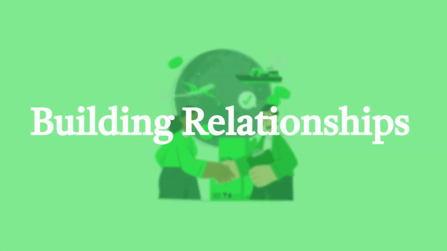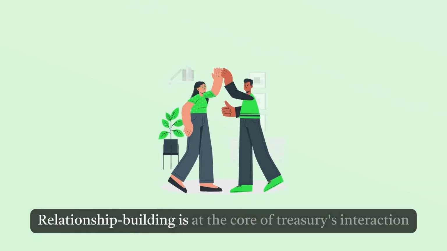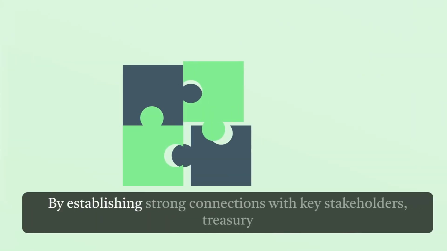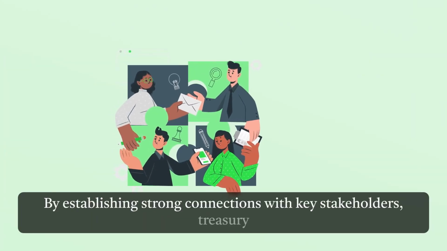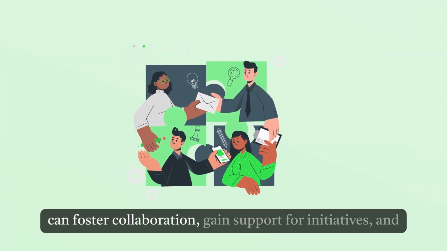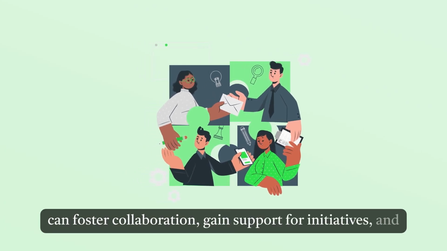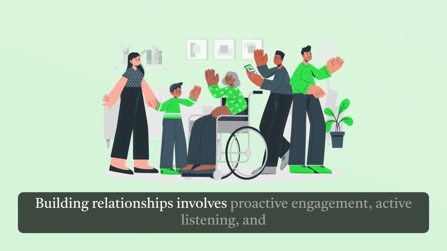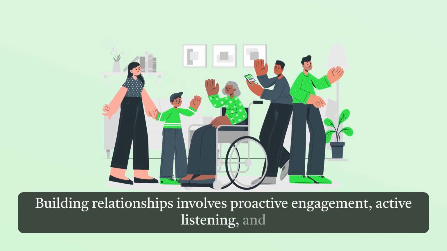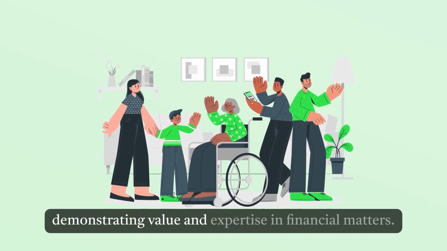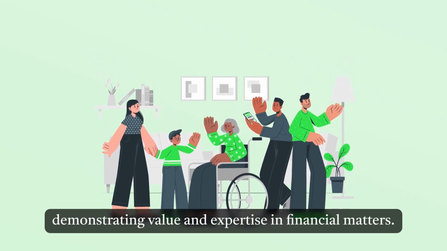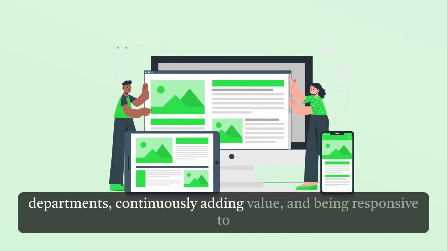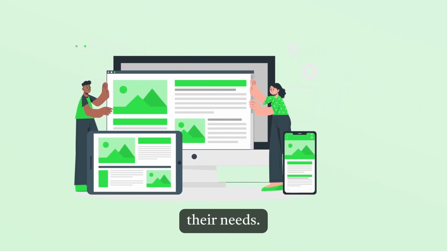Building relationships. Relationship building is at the core of Treasury's interaction with other business units. By establishing strong connections with key stakeholders, Treasury can foster collaboration, gain support for initiatives, and navigate challenges more effectively. Building relationships involves proactive engagement, active listening, and demonstrating value and expertise in financial matters. It's about being a trusted partner to other departments, continuously adding value, and being responsive to their needs.